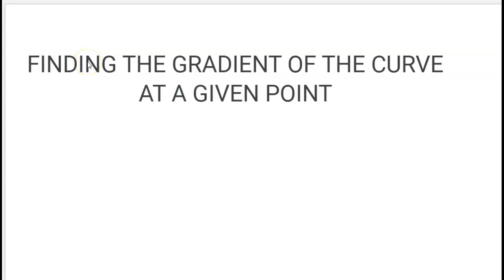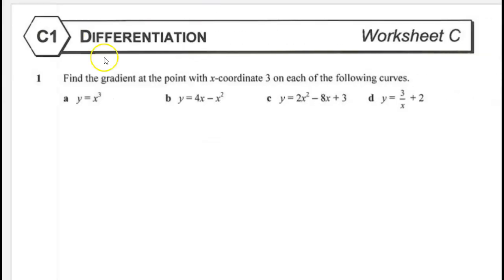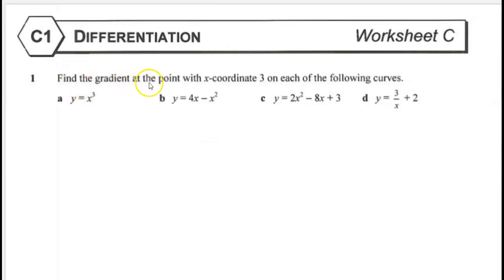Okay, now how do you find the gradient of the curve at a given point? Now this corresponds to your worksheet C. So we are going to have a look at question number 1, which says find the gradient at the point with x coordinate 3 of each of the following curves. The x coordinate is 3, so if I want to find y, I can put 3 cubed, 27, so y is 27. But it's not asking me to find the y, it's asking me to find the gradient.